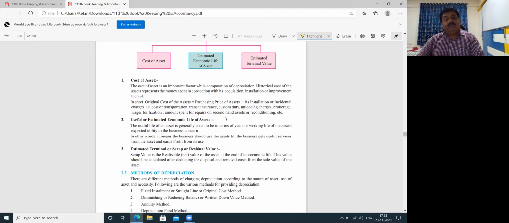It is to be added in the value of the car. So whenever we are calculating cost of an asset, what we must consider: purchase price plus all expenses which are paid to bring the asset in use.